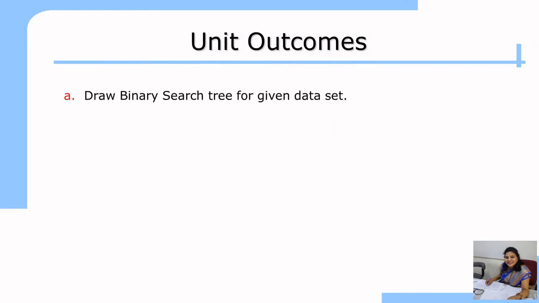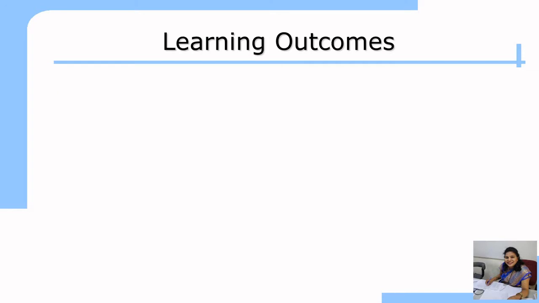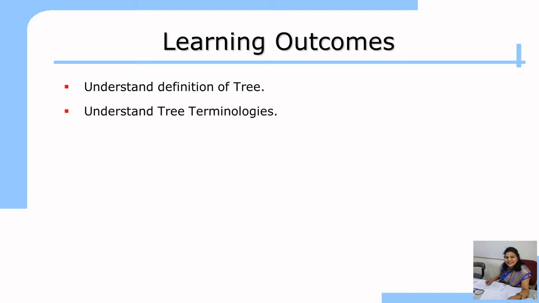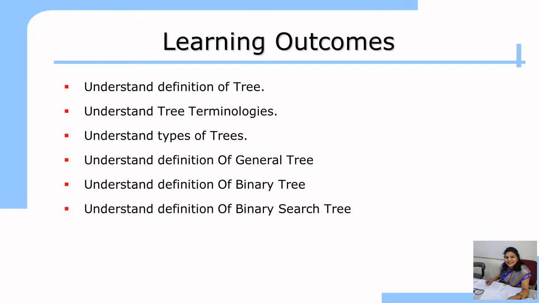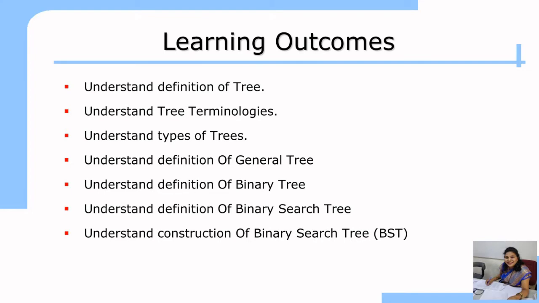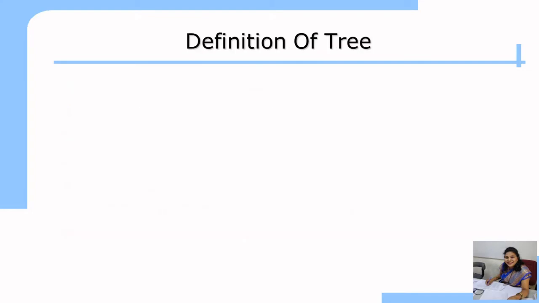The unit outcomes of this video lecture are: after learning this video, you will draw binary search tree for given dataset. The learning outcomes of these videos are: after learning this video, you will understand definition of tree, you will understand tree terminologies, types of trees, definition of general tree, definition of binary tree, definition of binary search tree. You will understand how to construct the binary search tree.